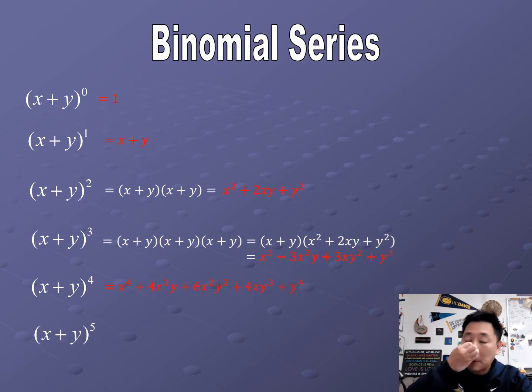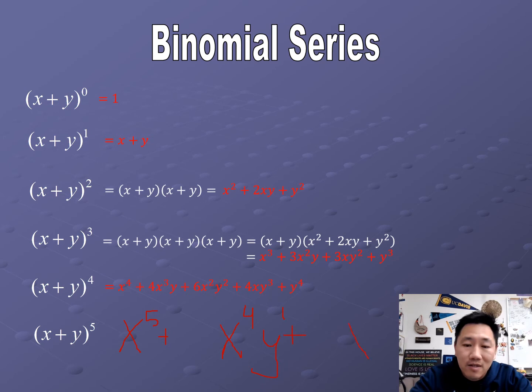All right, so let's try to figure that out with x plus y to the fifth power. So from now, at this point, you should be able to figure out that the first term is x to the fifth with no y plus x to the fourth, and then now the y's start, y to the first, but you don't have to put 1 if you don't want to.